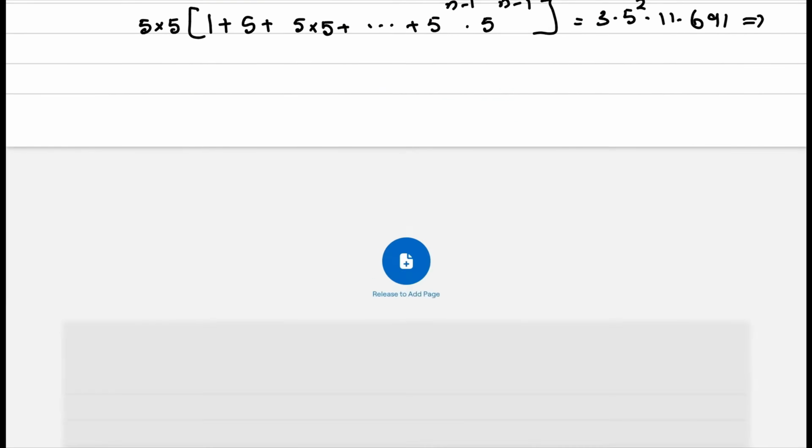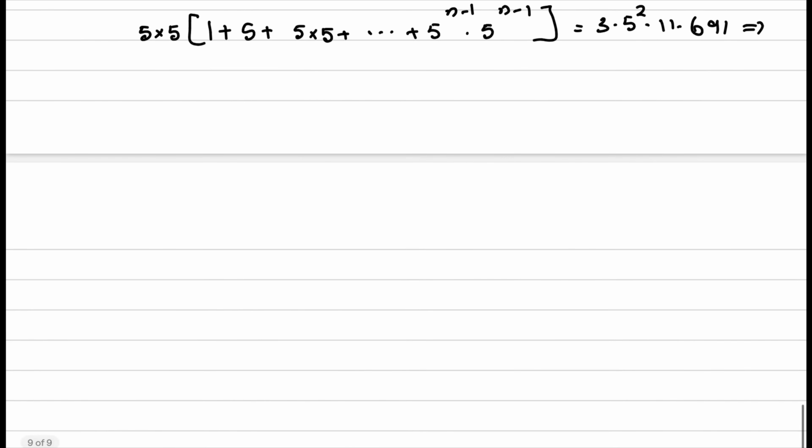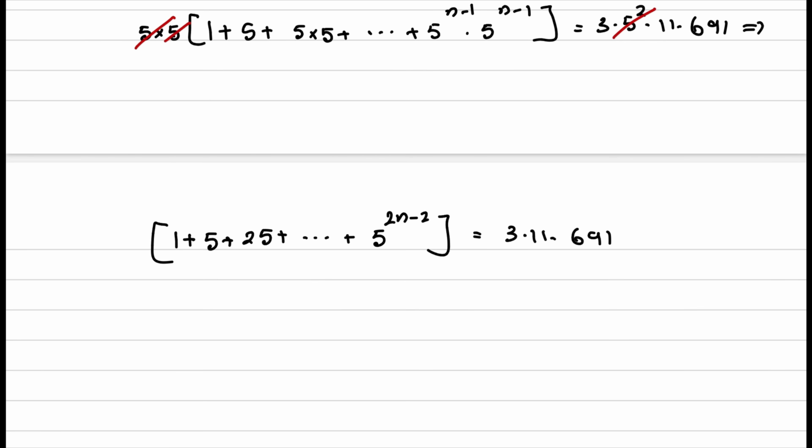That implies 1 plus 5 plus 25 plus up to 5 to the power of 2n minus 2 is equal to 5 square on both sides gets cancelled. This implies 3 into 11 into 691.